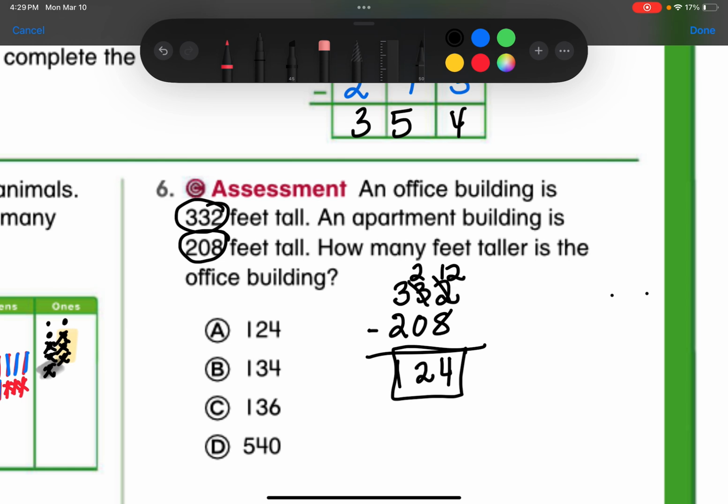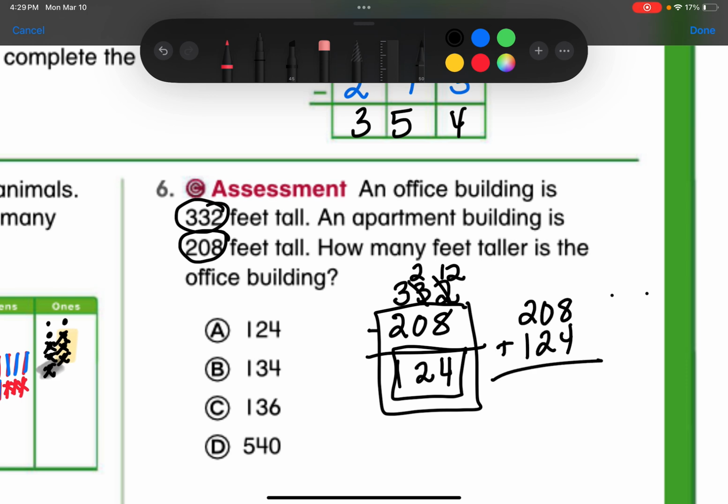And remember, if you need to check your answer, you can always take these two numbers and add them up. 208 plus 124. 8 plus 4 equals 12. 1 plus 2 equals 3. And 2 plus 1 equals 3. So that number matches this number. So I know that I did my subtraction correct.